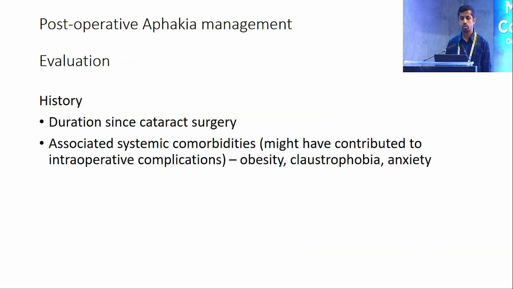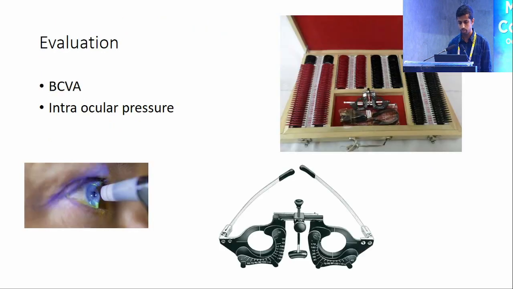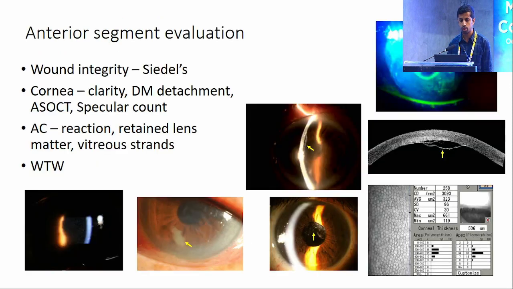So coming on to the evaluation part, history is very important. Duration since cataract surgery has to be noted. Associated systemic comorbidities should be noted, such as obesity, claustrophobia, or anxiety, because these might have contributed to intraoperative complications. In the evaluation, we have to note the best corrected visual acuity. Intraocular pressure should be documented.